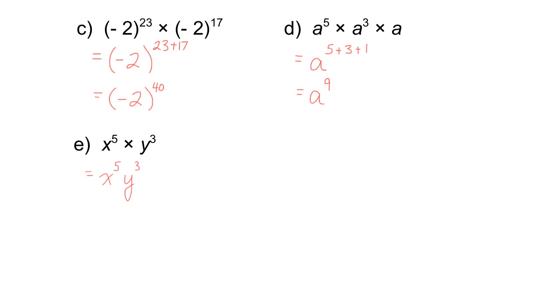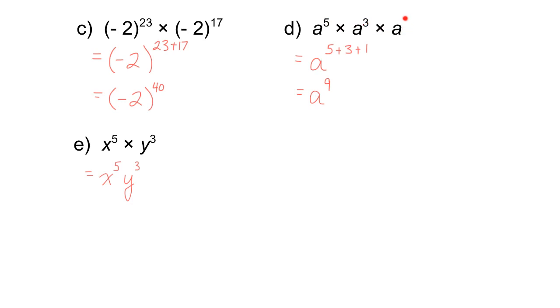So for the first one, I'm multiplying powers with the same base, so I can just add the exponents, 23 plus 17. So my single power is negative 2 as the base with an exponent of 40. Over here, I'm just multiplying 3 powers with the same base. But the rule is the same. I just add the exponents.